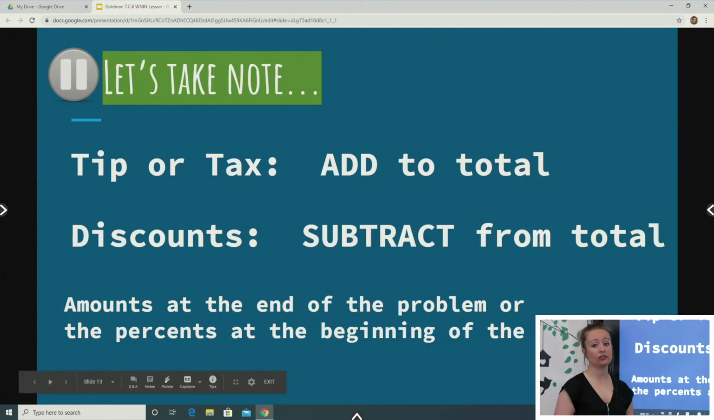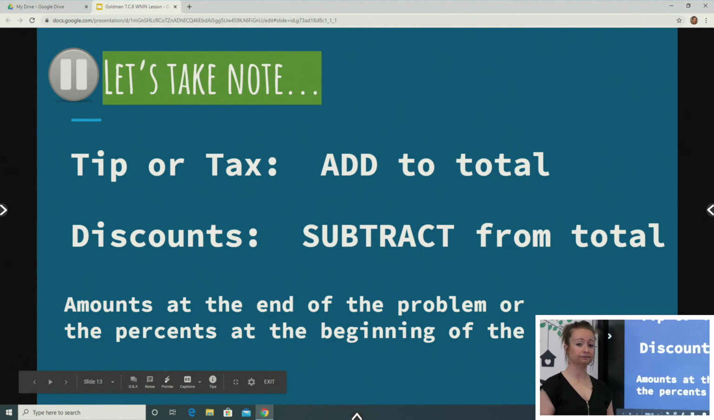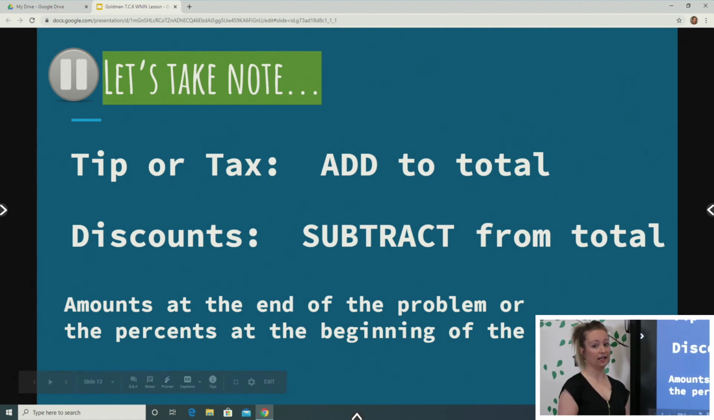If you like this strategy and want to take a second to write it down, here's maybe some notes you'd like to take. Remember that when you're trying to calculate for tip or tax, and you're looking for the total after the tip or tax, you're going to add those numbers to the total. If you're calculating a discount and the question asks you to find the total after the discount, you're going to be subtracting that discount from the total. That's how you're saving money.